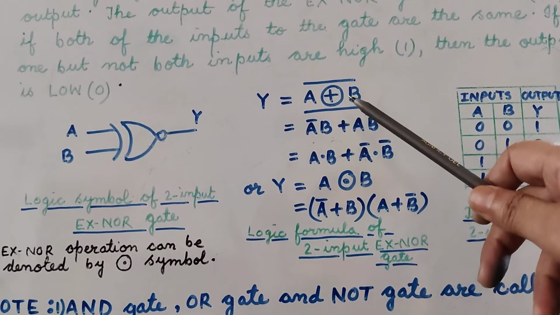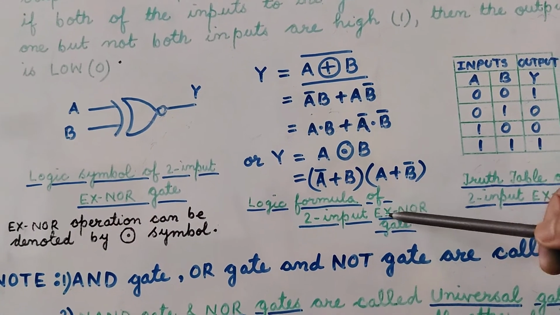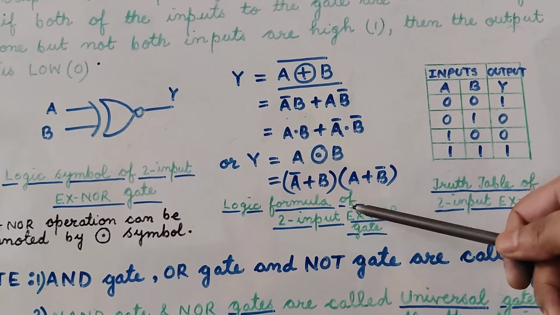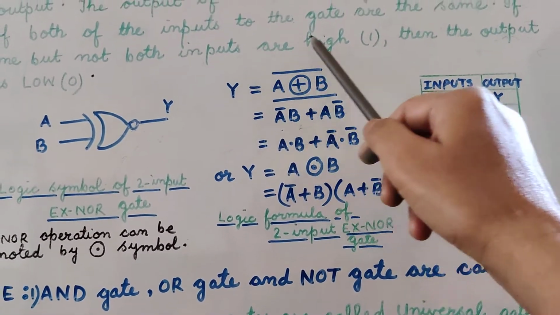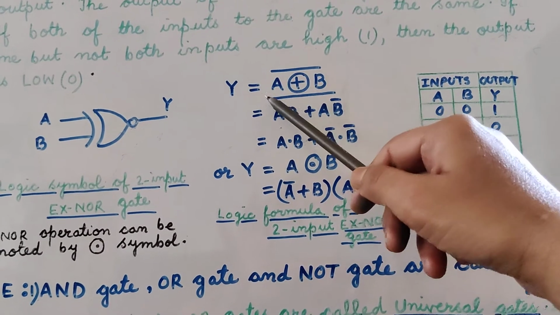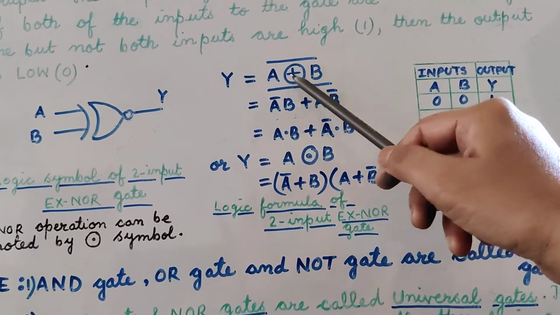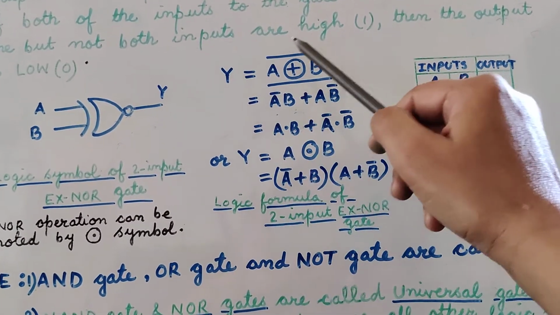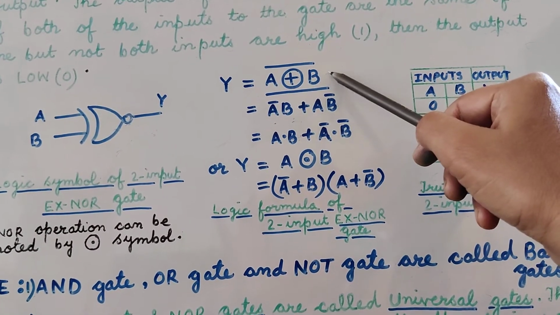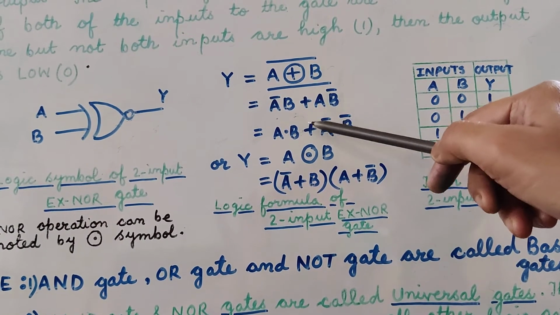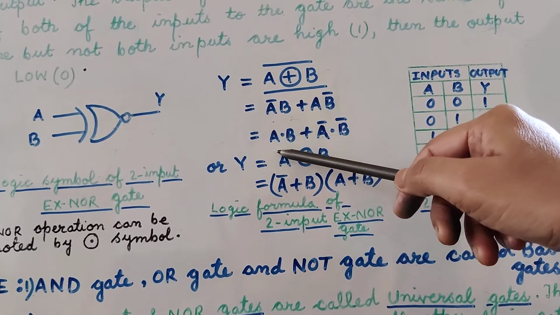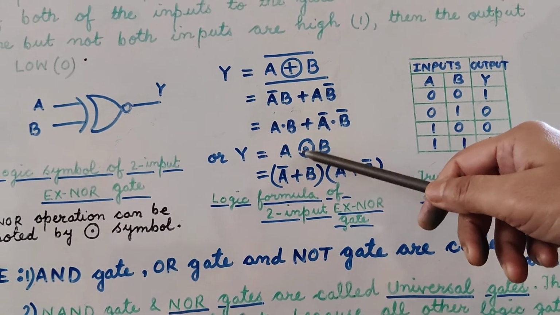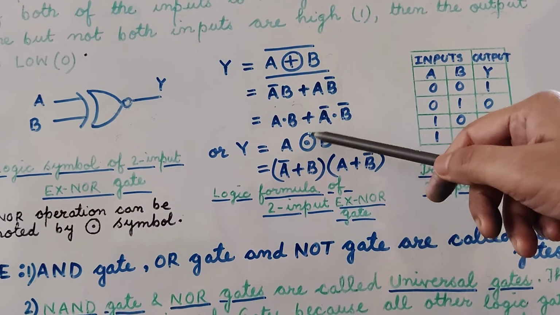Now if we want to write the logic formula of 2-input XNOR gate, then the logic formula of XNOR gate can be obtained by taking the complement of the XOR operation. We know that the XOR operation is A XOR B, and this bubble will give the complement of this operation. So on solving this by De Morgan's theorem, the value comes out to be A dot B plus A bar B bar.